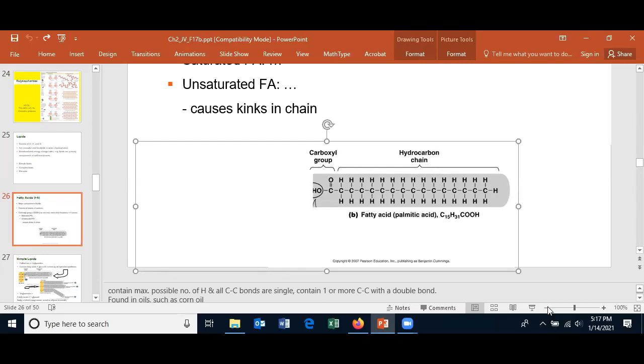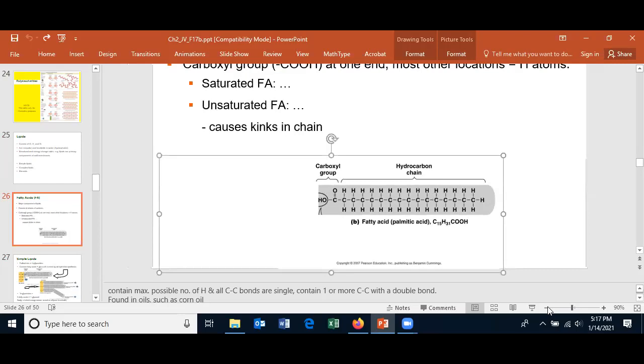I'll shrink that down a little bit so you can see that. We can break fatty acids into two types. There are saturated fatty acids, and they have the maximum hydrogens bound to a carbon. Or another way of wording it is that each carbon is bound to another carbon with only one covalent bond. So this carbon here is bound to that carbon here with one covalent bond.